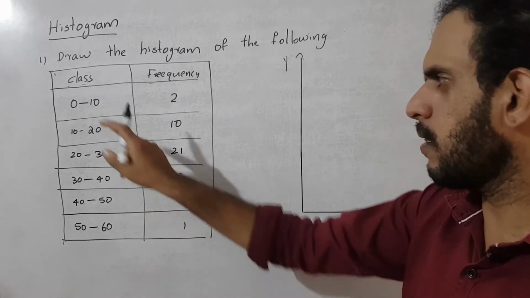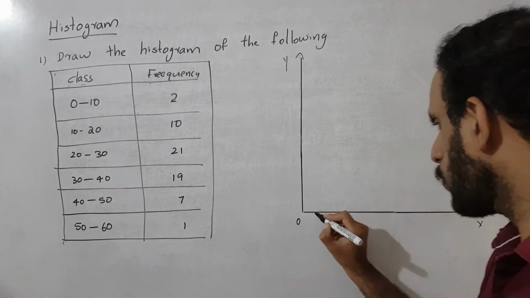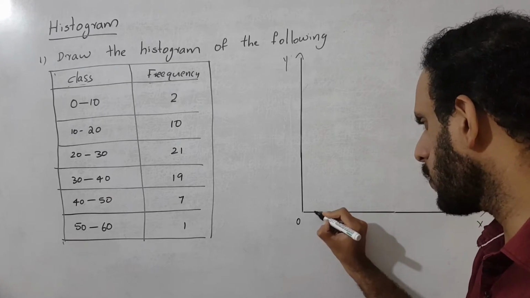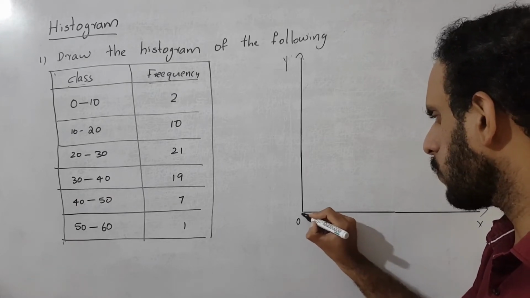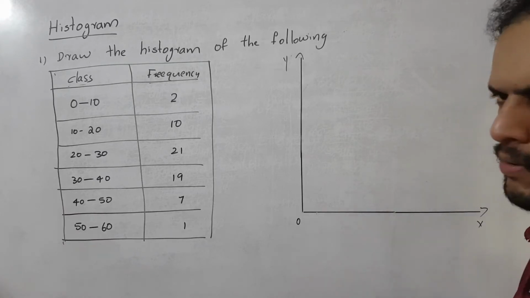Then where is the first number? Then 0 to 60, correct. To take equal distance for all the numbers, take a 1 centimeter distance from 0 to the first number, and take 1 centimeter in all the cases.